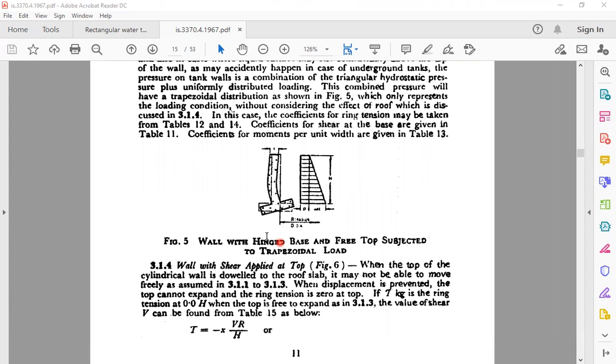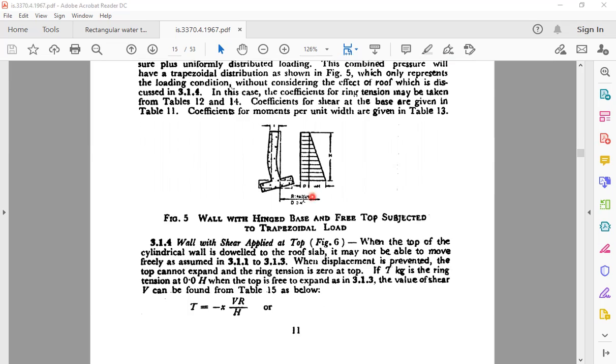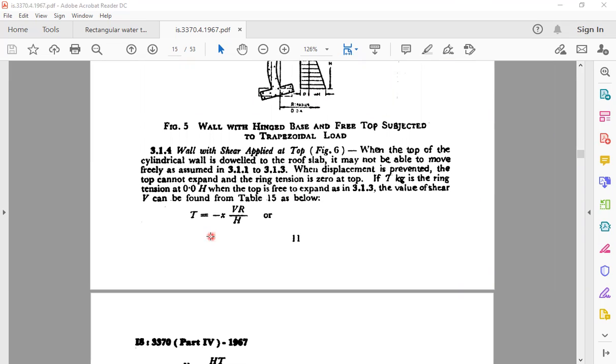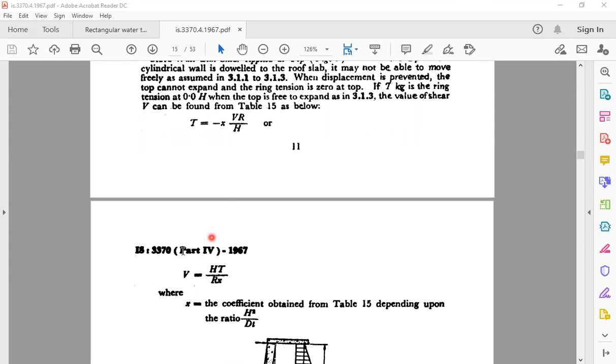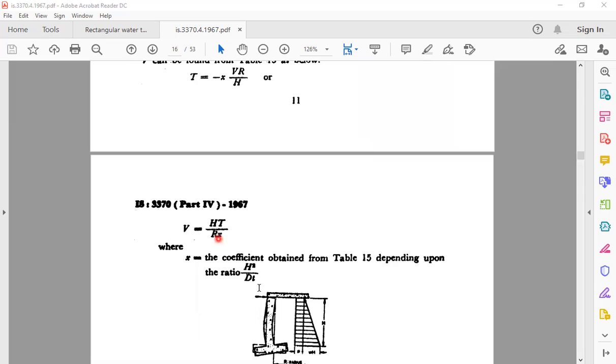The next figure is a wall with hinged base, free at the top, subjected to trapezoidal loading. It is not triangular, it is trapezoidal loading. This much portion of WH is the hydrostatic pressure, and this is the uniformly distributed load, so uniform load plus the triangular hydrostatic pressure. In this case we are going to calculate the tension T. T equals X into VR by H, where V is equal to HT by Rx and X is equal to H square by dt. We will get the coefficients with respect to the X value, that is, H square by dt.